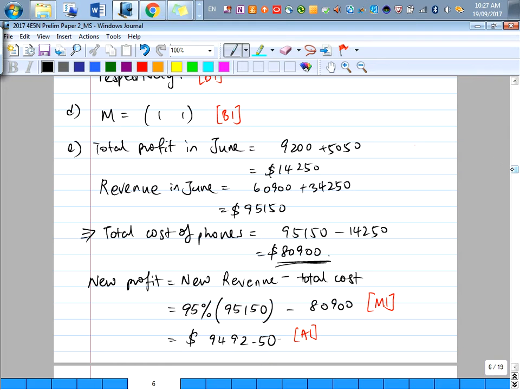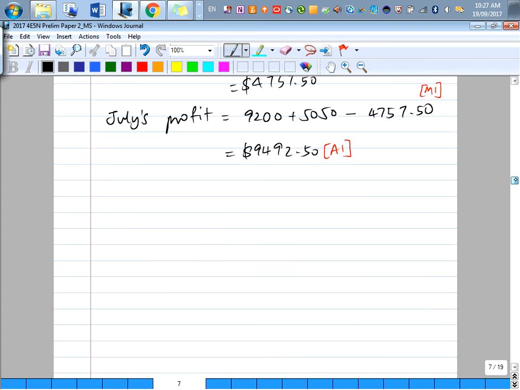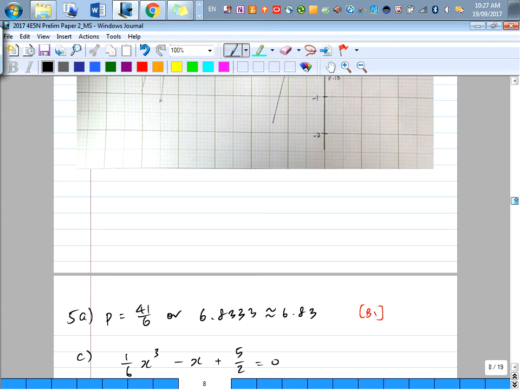Okay, moving on. Question 5, graph question. 5a. We have P to be equals to 41 over 6 or 6.8333, which is approximately 6.83 to 3SF. But there actually isn't a need to, because we have the exact value. It's just that the table, right, you have all the values given with decimal places, so I'll accept decimal places if you want to be consistent.